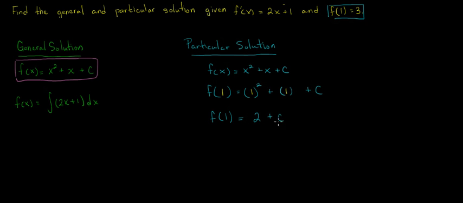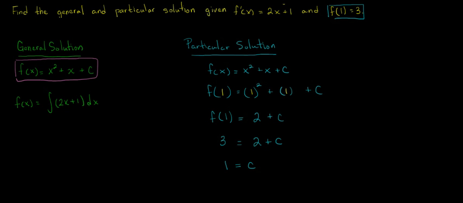Now, keep in mind, to solve for c, I need to figure out, well, what was f of 1 equal to? Well, if we go back up here, we see that f of 1 was equal to 3. So what I can actually do is just say, well, hey, this thing right here was just equal to 3. So 3 has to equal 2 plus c. And if I subtract 2 on both sides, 3 take away 2 is 1, and we get 1 is equal to c.